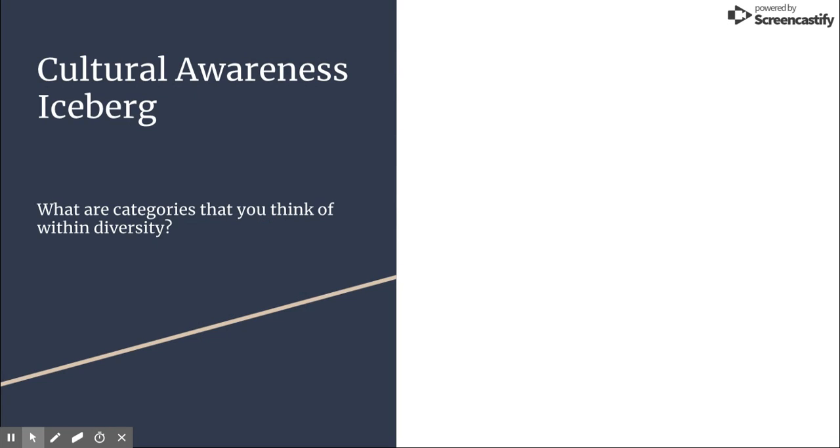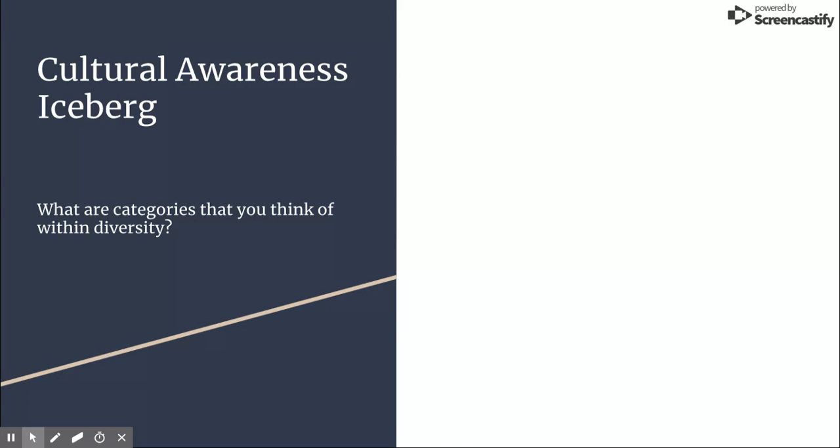So then we're going to go into the cultural awareness iceberg. The students will have a piece of paper and they'll be able to get together and answer the question, what are some categories that you think of within the realm of diversity? And so they'll put different words down. And after they're done with that, we'll go over it and talk about these things.